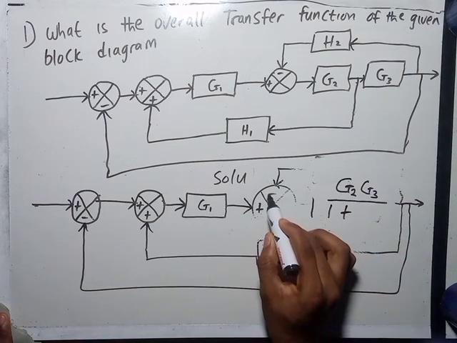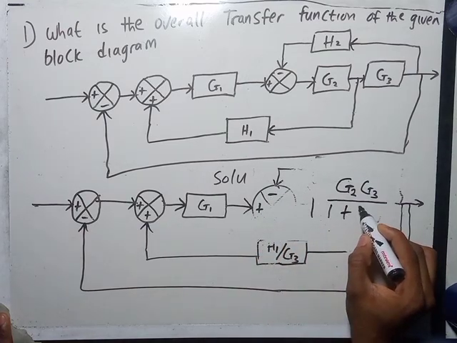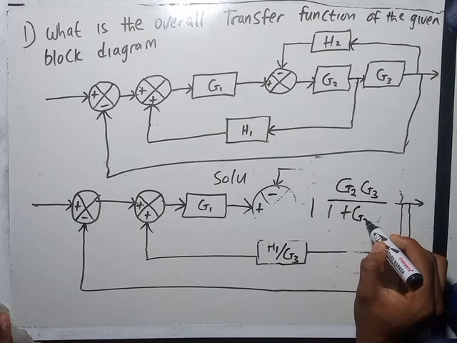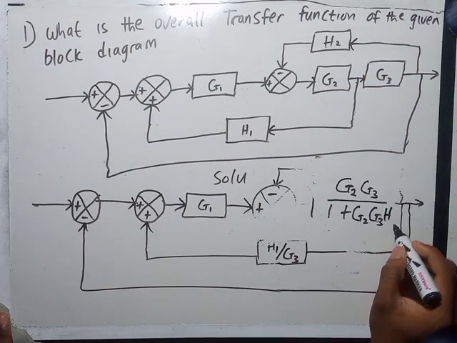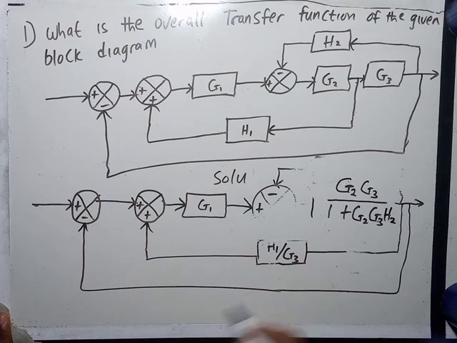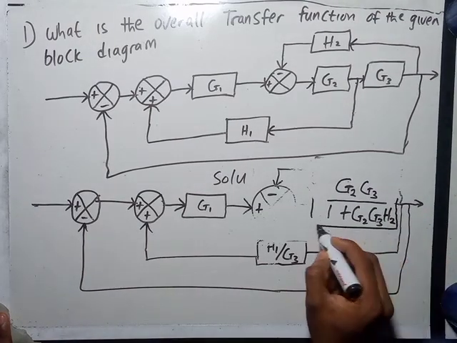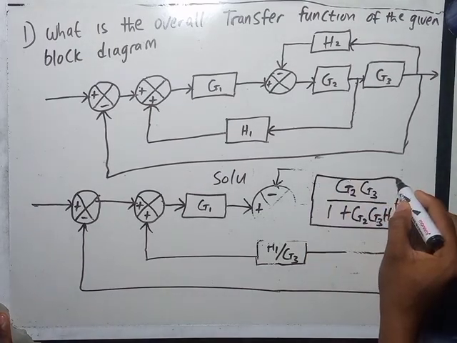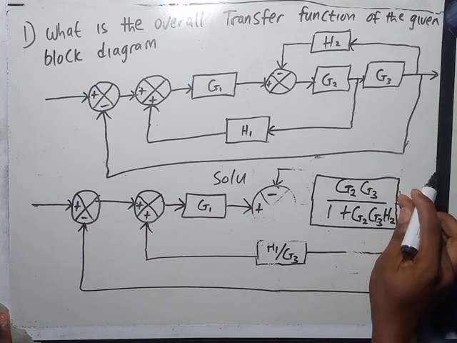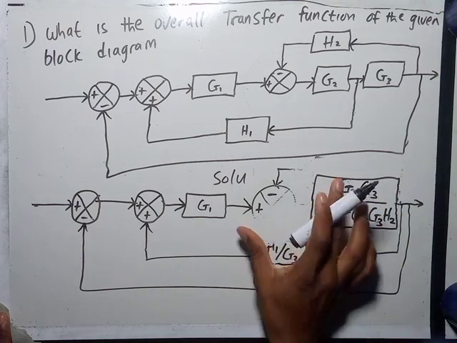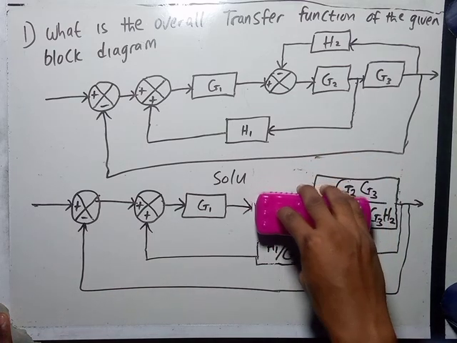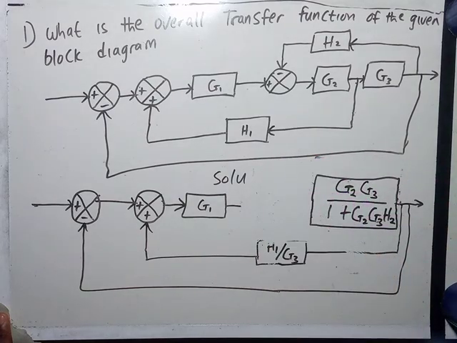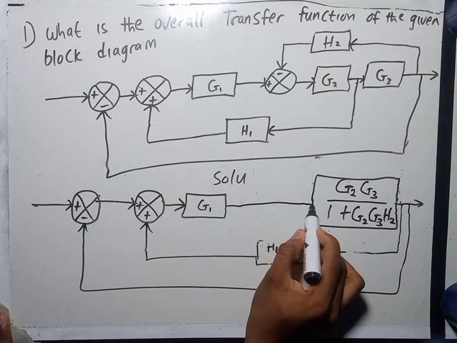plus. It is plus because here is what? Minus. The one on top, you repeat it again, G2 G3. Now you then include it multiplied by your H2, which is the feedback loop. So this is what we are going to be getting if we are to reduce that feedback loop. So we have this.